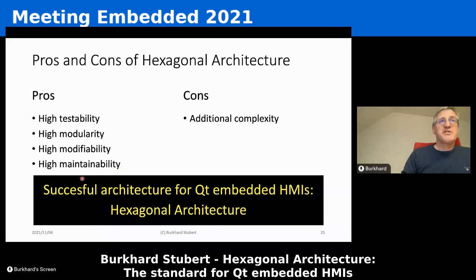So what I hope is that I could make my case that the hexagonal architecture should be the standard architecture for Qt embedded HMIs, and it's definitely a successful architecture. So it delivers value to the customers.